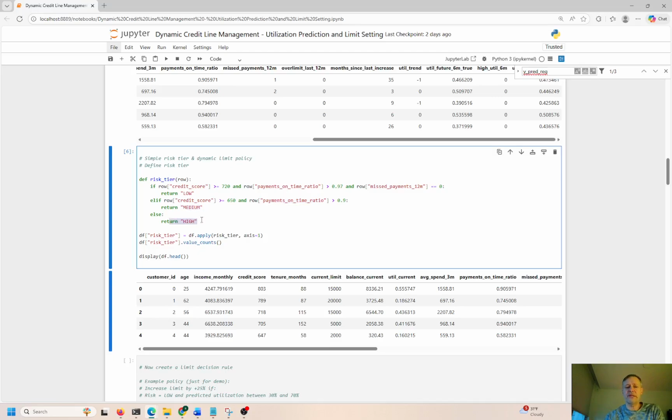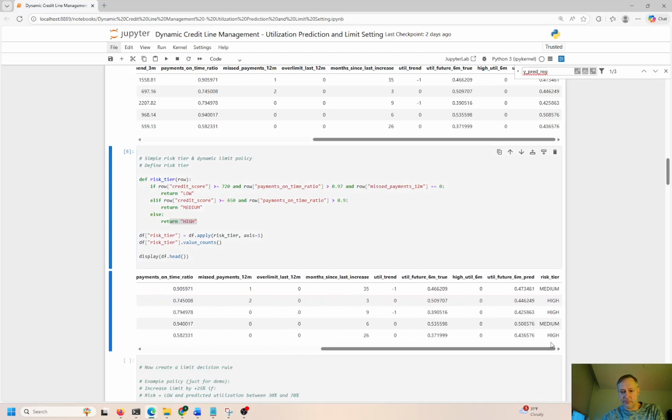Okay, so this is a pretty tight, high-bar type of credit scoring mechanism, and we just want to understand how likely this person is to be risky if we increase the credit limit. So this has a medium level risk. This is high risk. Why is this high? Because the credit score is less than 650.